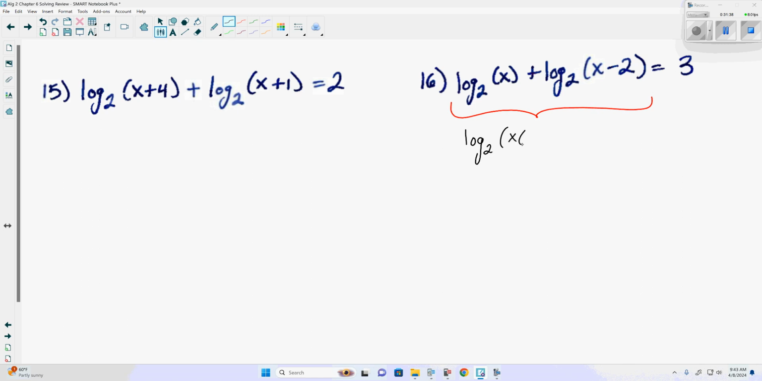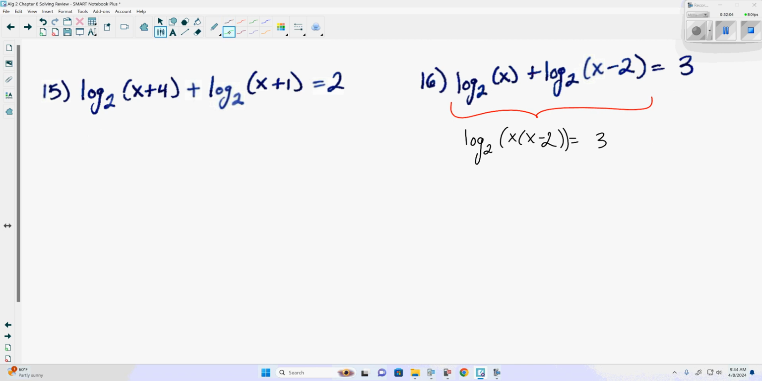Now, since I have 2 logs with the same base being added together, we can rewrite it as a single log with what's inside being multiplied. So our x and x minus 2. I erased the 2 because I accidentally tried to write a 3, then wrote a 2 over the top of it. Didn't like how it looked.